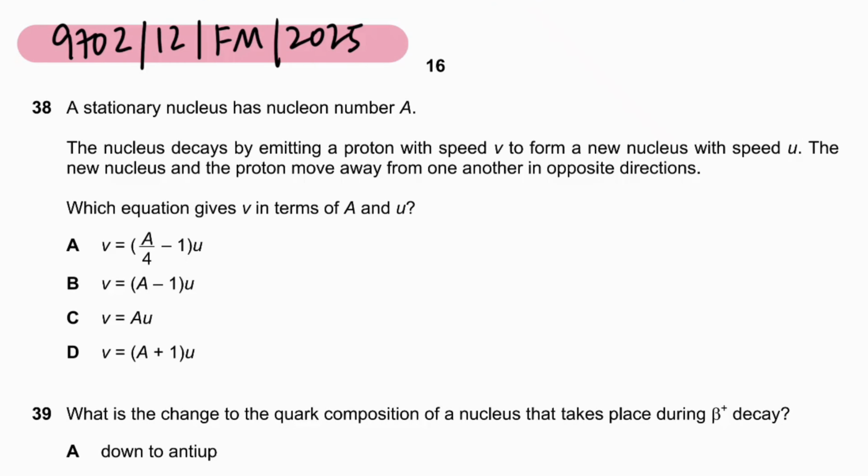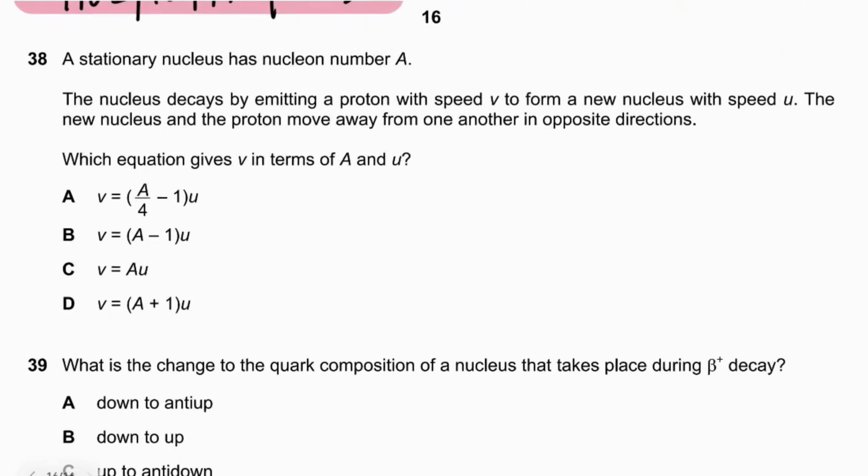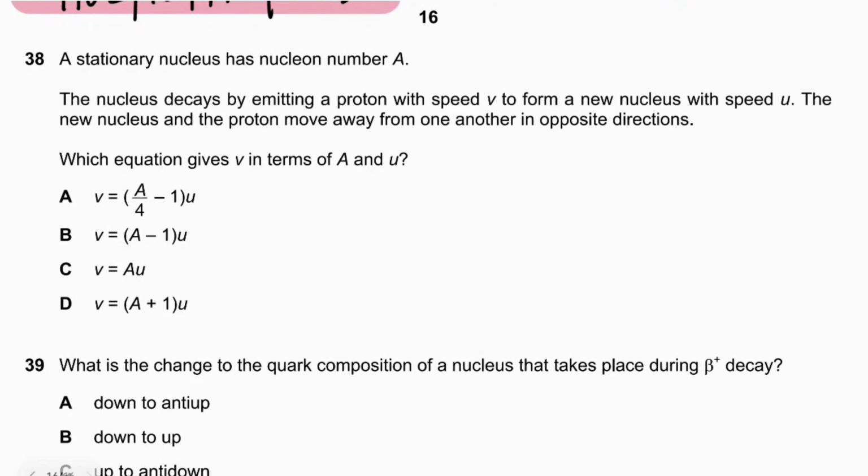So today we'll be looking at a paper 1 question, a very recent paper from February-March 2025, paper 1-2. Actually there's only one variant for February-March every time, and it's paper 1-2. We'll be looking at question 38. This is a bit about nuclear decay and some momentum as well. So without further ado, let's get started.